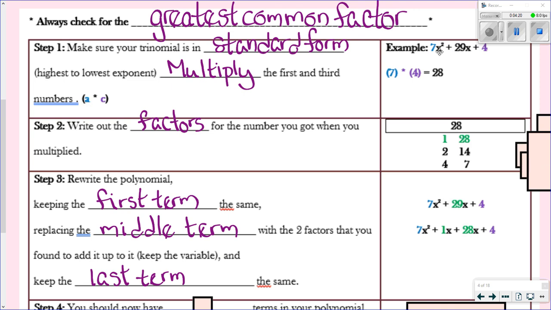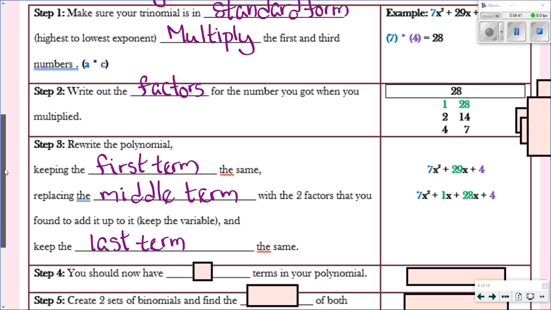So again, we multiplied the first and the third numbers to get 28. We found the factors of 28, and then we found the 2 factors that would give us the middle term of 29. It's almost as if you were doing a simple factor by grouping, but again, you're still dealing with a leading coefficient. All right, so that's the third step.